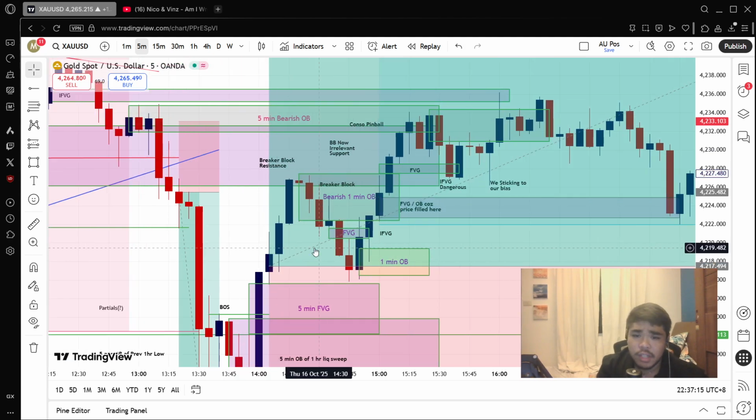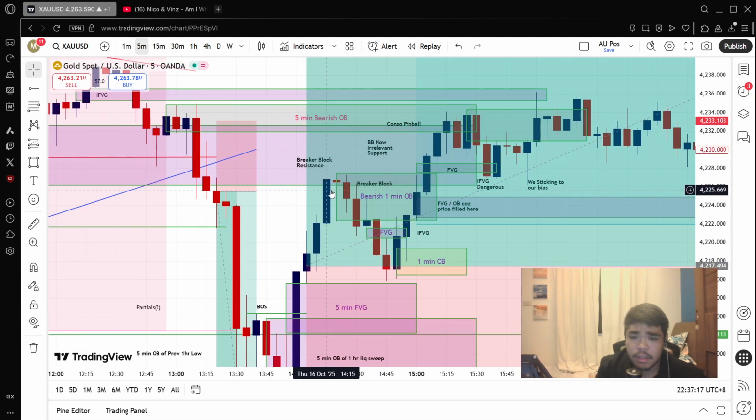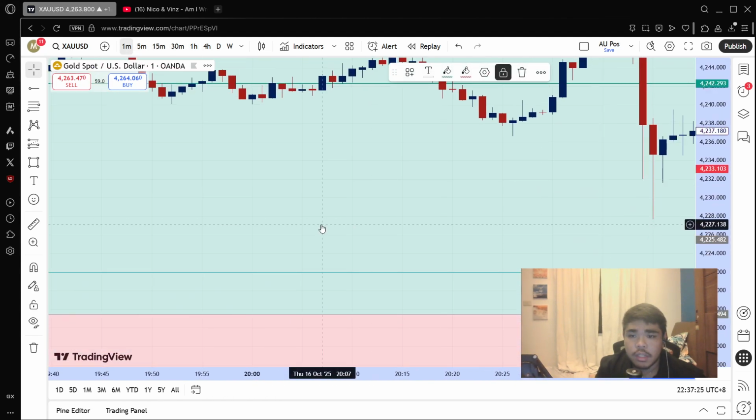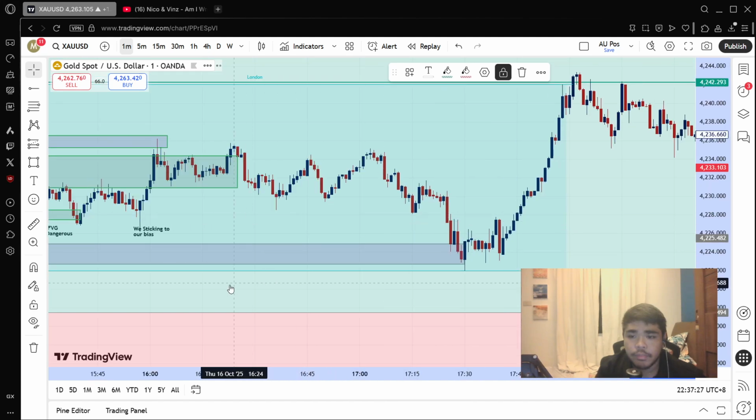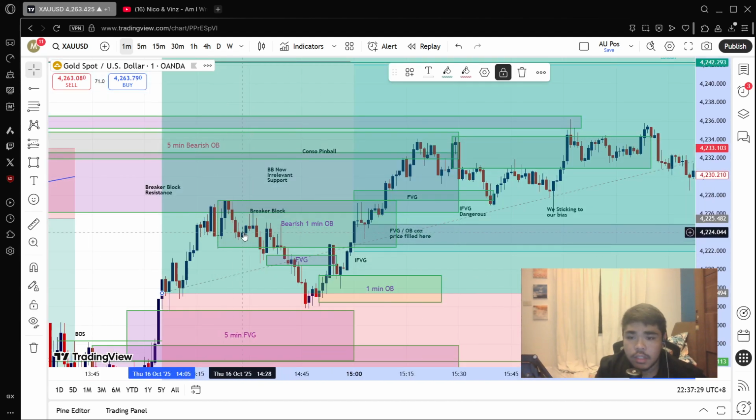So as we entered, I did mark out some things. First of all, there wasn't a fair value gap here. I did mark out this bearish 1-minute order block. This is a bearish 1-minute order block. So this upward movement was the last upward movement before this mini downtrend right here.